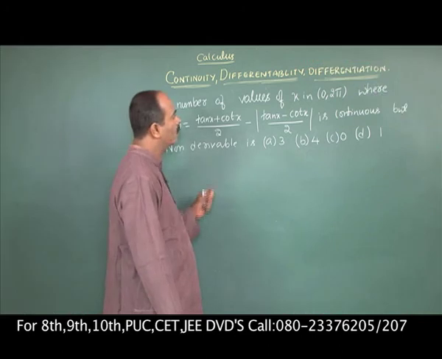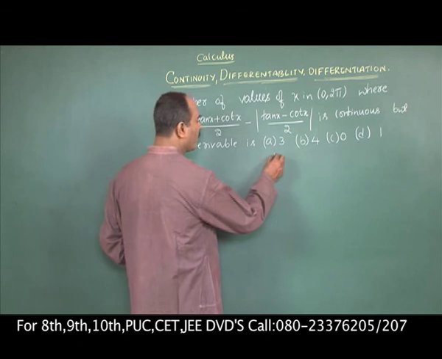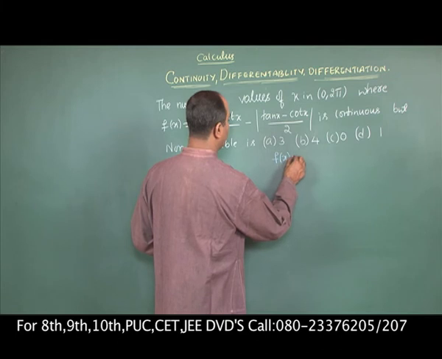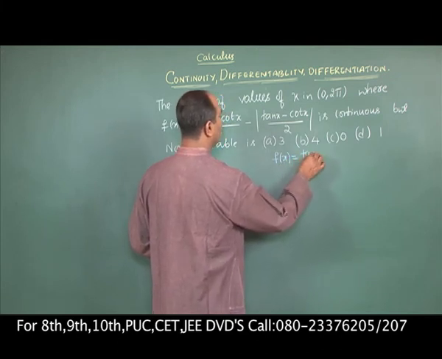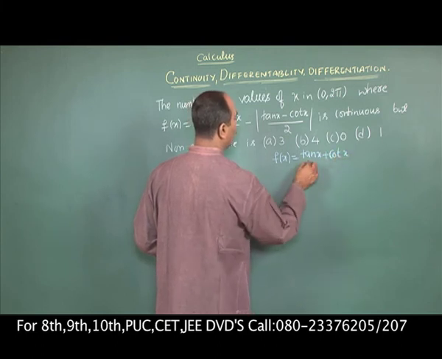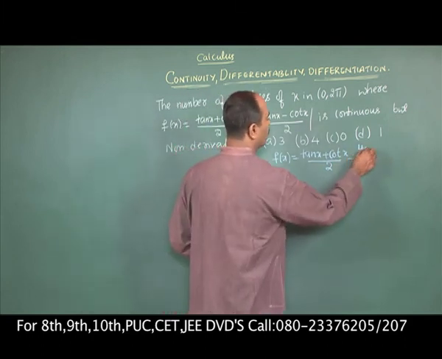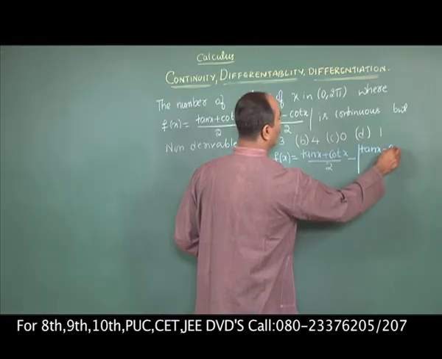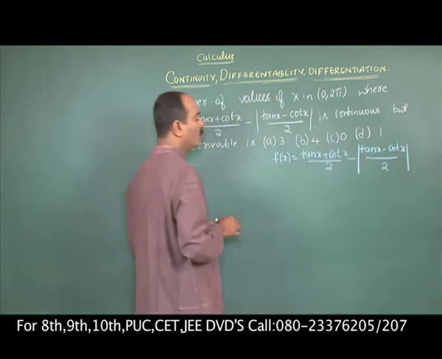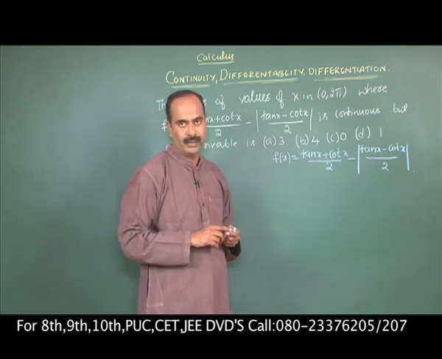Look at this, dear students. Number of values of x in (0, 2π). What is f(x)? f(x) is given by (tan x + cot x)/2 minus the modulus of (tan x − cot x)/2. So this is what f(x) is.